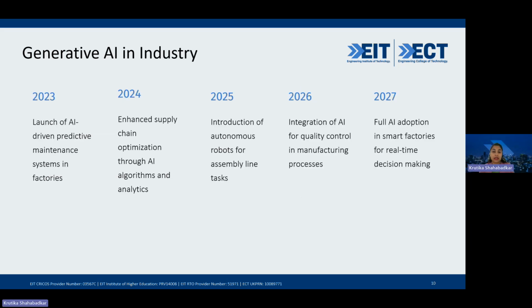Now let's see how Gen AI has evolved in industry. In industry, we've seen rapid adoption of generative AI technologies. For instance, in 2023, AI-driven predictive maintenance systems started launching in factories. By 2024, AI improved supply chain optimization through smarter analytics. Then, looking ahead, we anticipate autonomous robots on assembly lines by 2025 and full AI adoption for real time decision making by 2027. This timeline illustrates not only the pace but the breadth of AI integration into industrial processes.